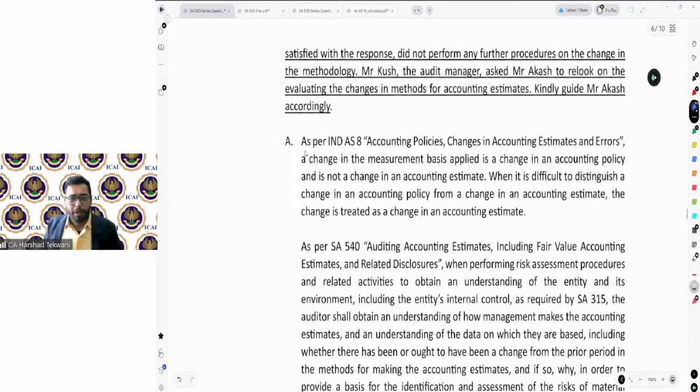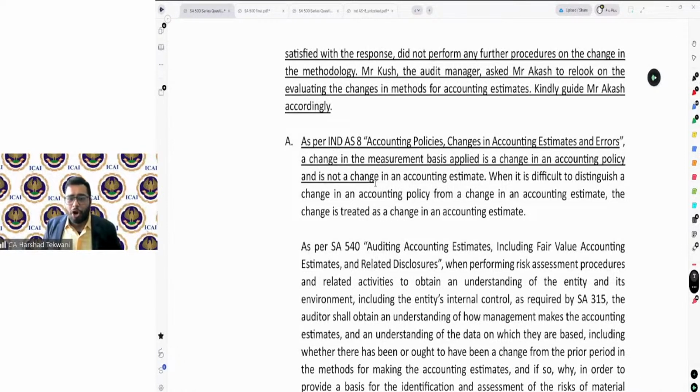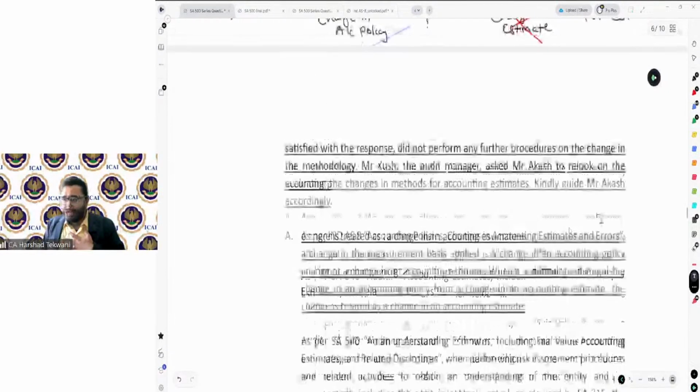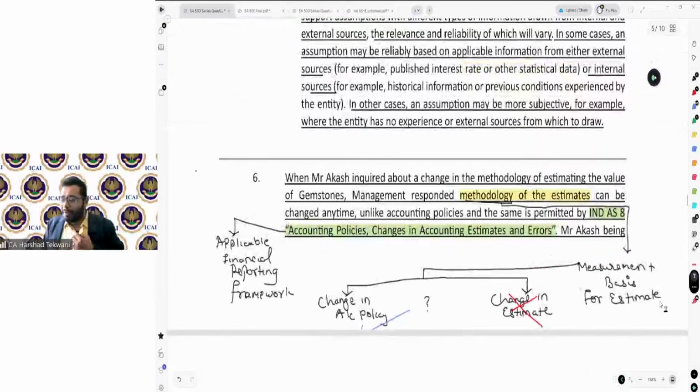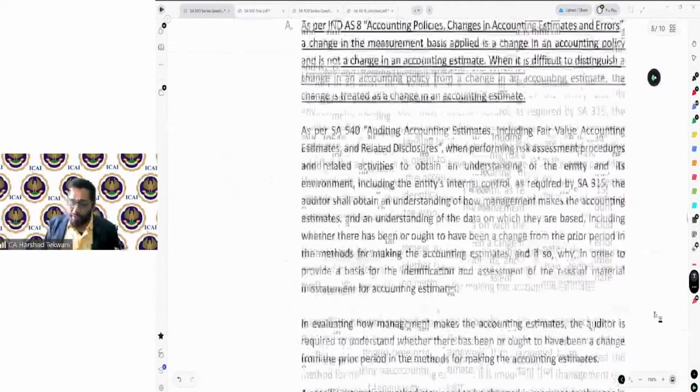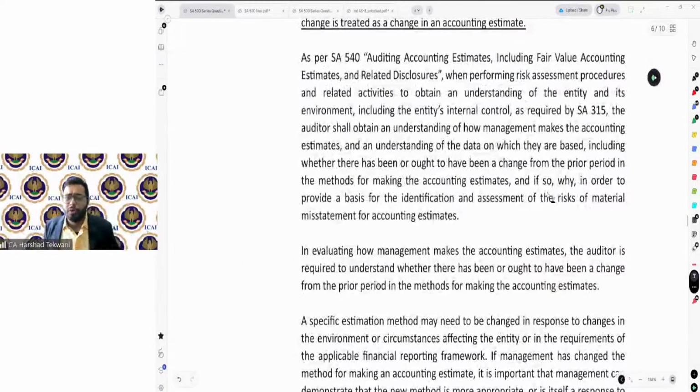See, as per NDS 8, accounting policies and changes in accounting estimate, a change in the measurement basis applied is a change in an accounting policy and not a change in accounting estimate. And when it is difficult to distinguish a change in accounting policy from a change in accounting estimate, the change is treated as a change in accounting estimate. But let's say I have given you, this is a change in measurement basis. So this will be a change in accounting policy. Also, if there is a doubt, you can check as a change in accounting estimate.